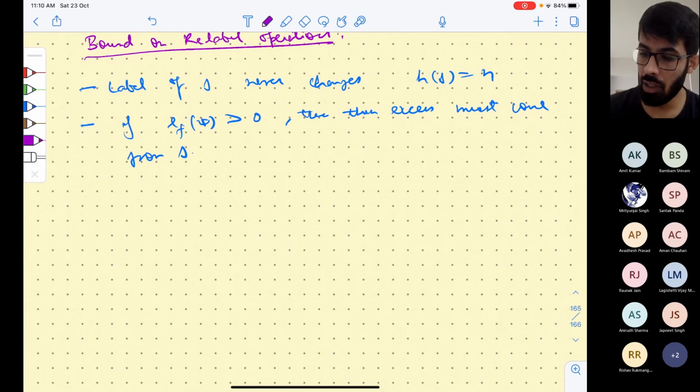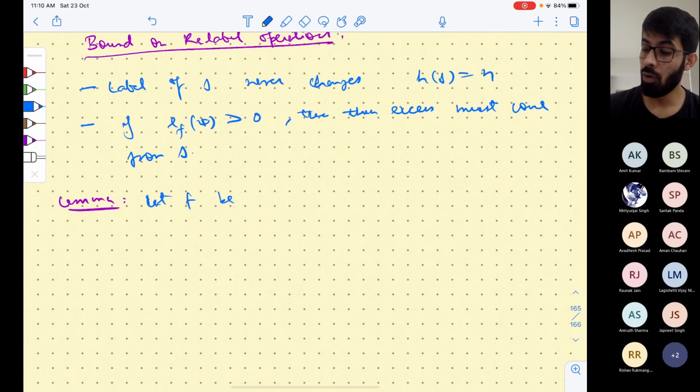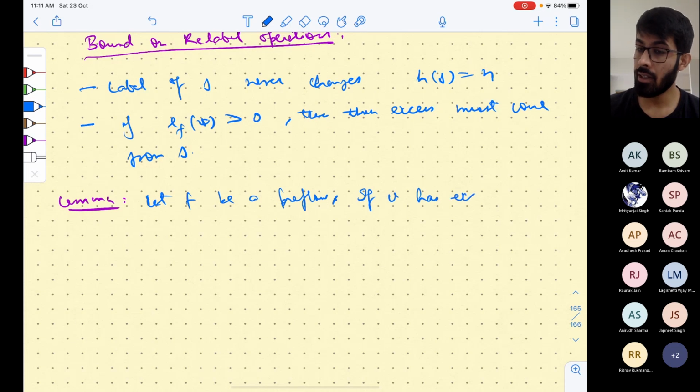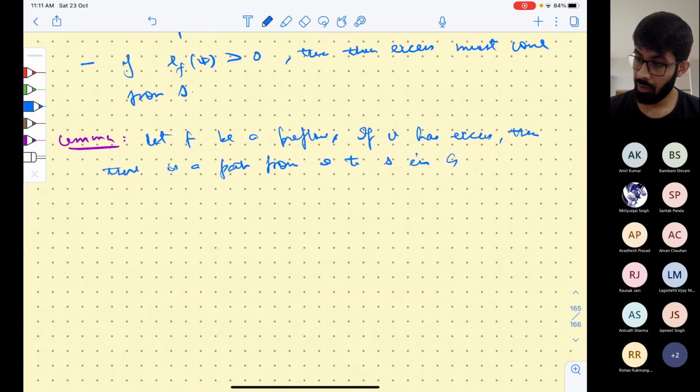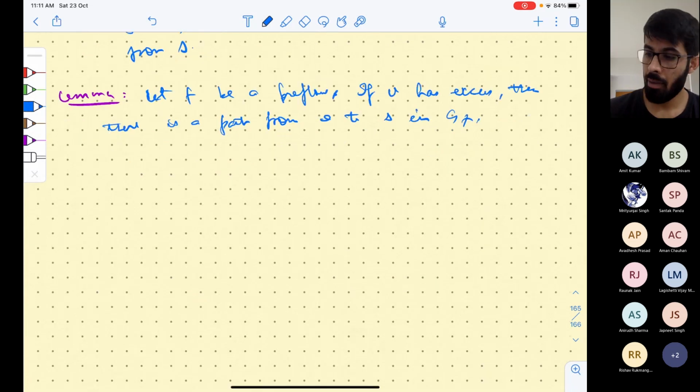And what does that mean? We'll show a lemma that in the residual graph, there is a path from V to S. So let F be a preflow. Now, if V has excess, then there is a path from V to S in GF.